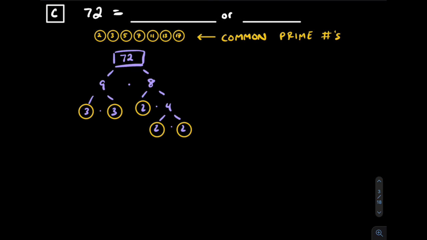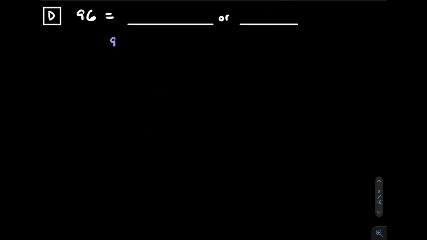Again, at this point, we circle all of our prime numbers at the bottom of the tree. The prime factorization for 72 is 2 times 2 times 2 times 3 times 3. Using exponents, we can say it's 2 to the third power times 3 to the second power. Let's try to find the prime factorization for 96 now. I'm going to start off by writing 96 and think about 2 factors that go into 96.